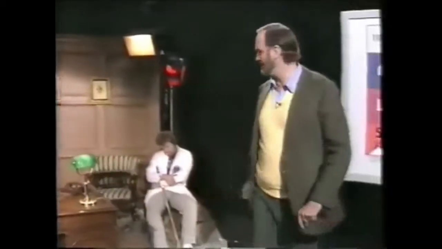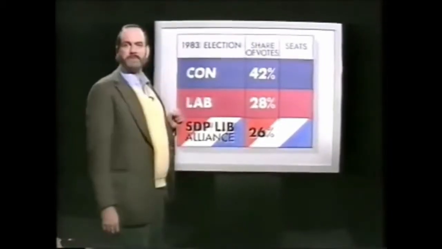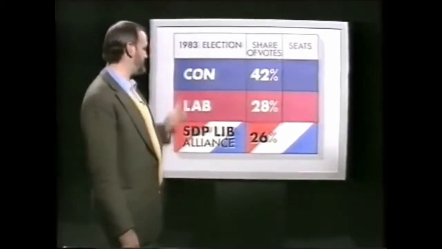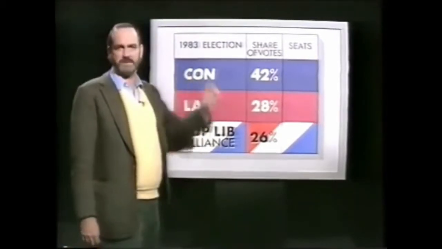Proportional representation, what's it all about? Let's look at the number of votes cast at the last election. 1983 election. Conservatives got 42% of the votes, Labour got 28%, SDP, Liberal Alliance, got 26%.